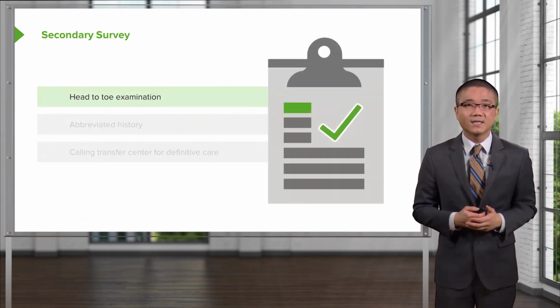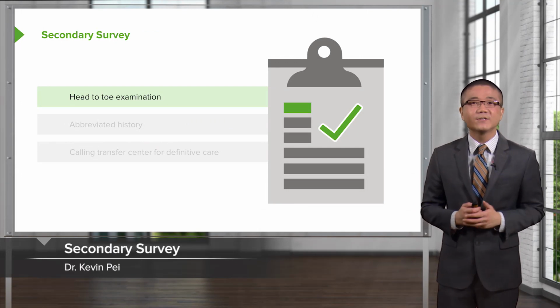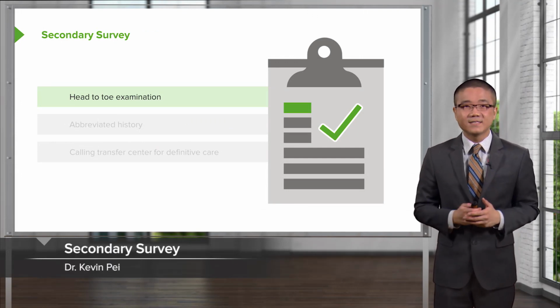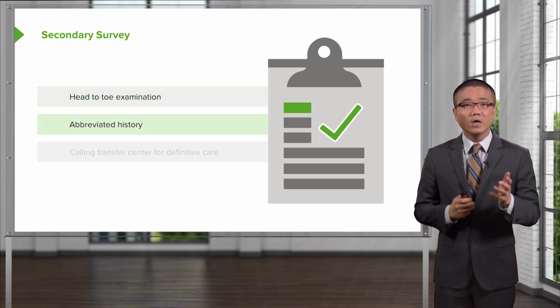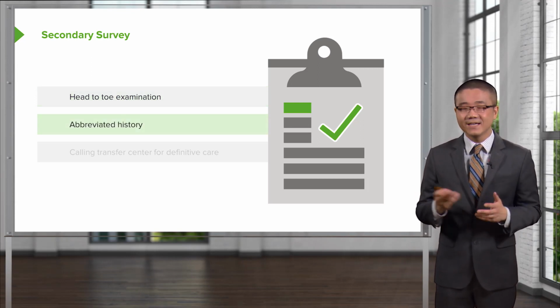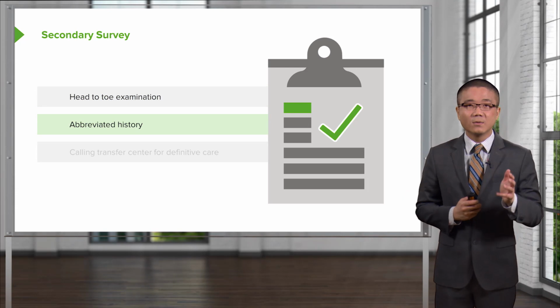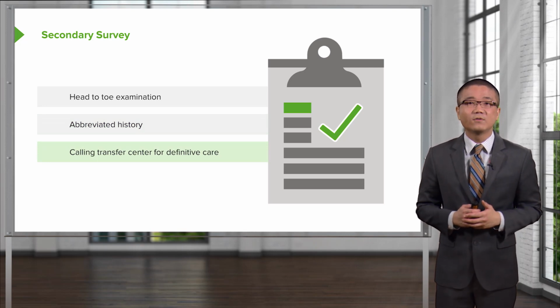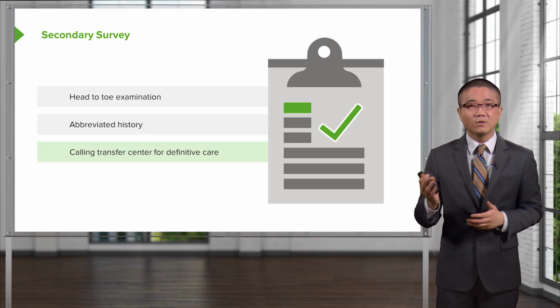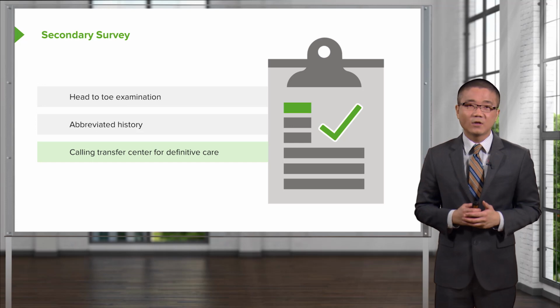Now we can move on to a secondary survey. A secondary survey is a fancy name for basically a head-to-toe examination of the patient. We also obtain an abbreviated history. It's called an AMPLE history, the most pertinent information that we need to help manage the traumatic patient. And lastly, we like to call for a transfer to a higher level of care for definitive trauma resuscitation.